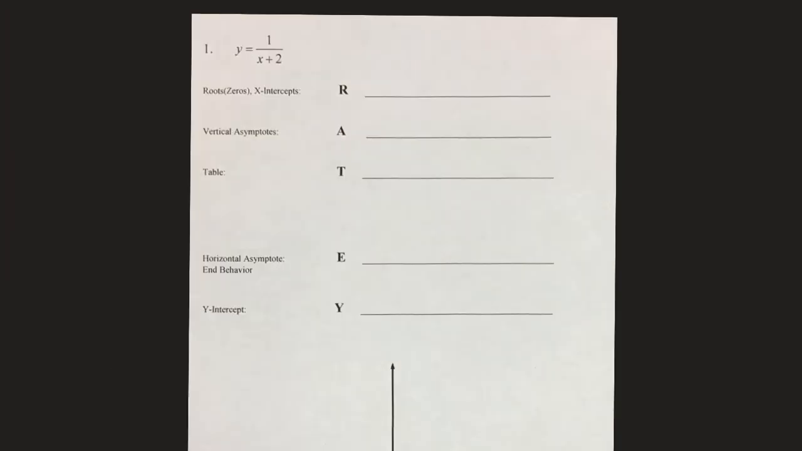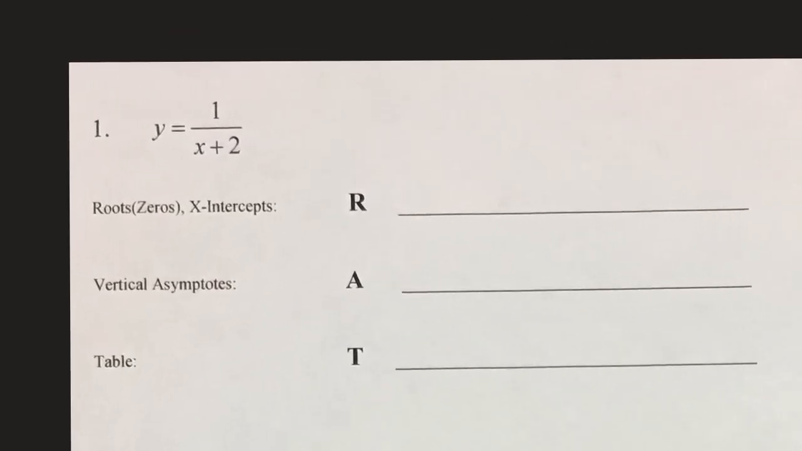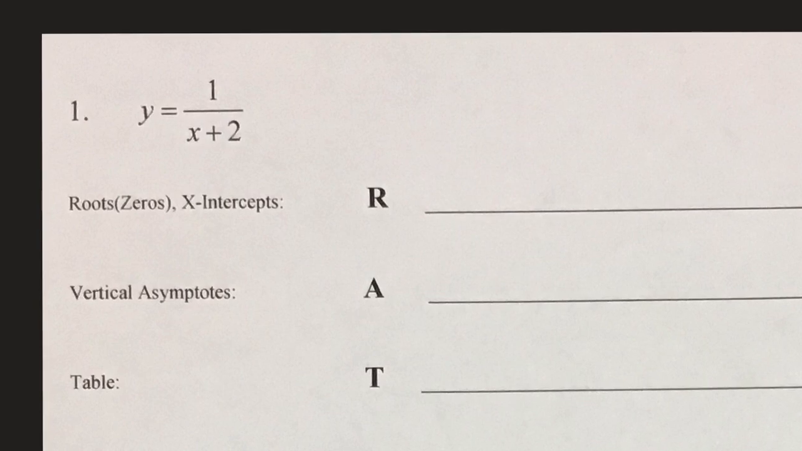Here's our first example. Now remember, we're trying to graph this. The whole entire point of this unit, the whole entire point of RATEY, is so that we can graph this rational function. So first, what are the x-intercepts? R means roots. What are the x-intercepts? So we're looking at the numerator. The x-intercepts only come from the numerator.